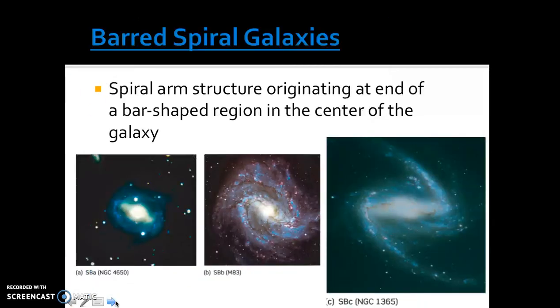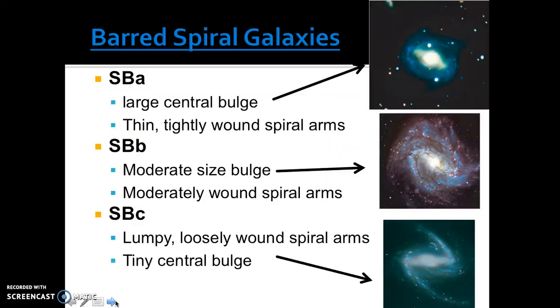Okay, barred spiral. This is an indication of the essential shape of the bulge. So you still have the spiral arm structure, but this time it originates at the end of a bar-shaped region in the center of the galaxy, where that central bulge has this elongated shape. So under more recent observations, we have concluded that our Milky Way galaxy most likely has more of a barred spiral shape to it. So just like the spiral galaxies, barred spiral galaxies can be further delineated into A, B, and C, based primarily, again, on how those spiral arms look, as well as the central bulge, with A having the large central bulge and C having the tiny central bulge, comparatively.